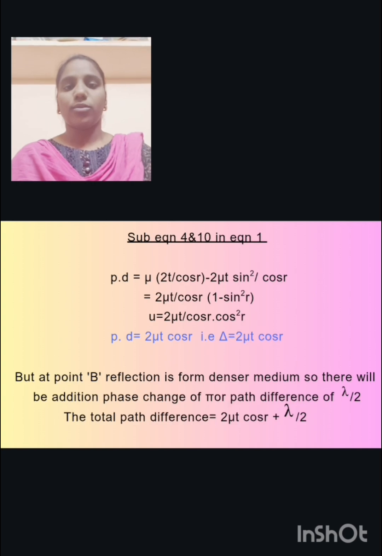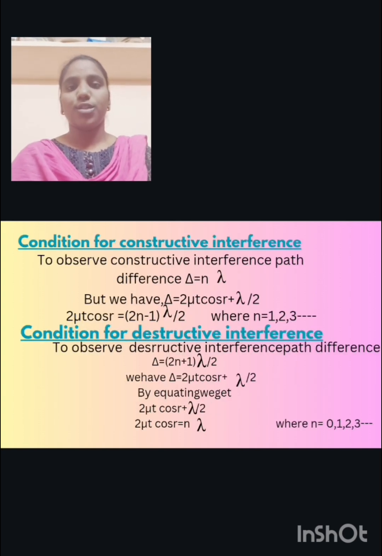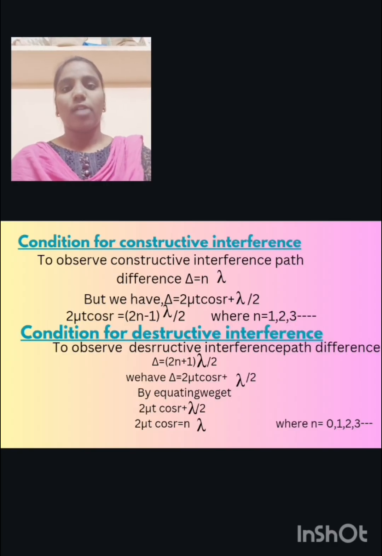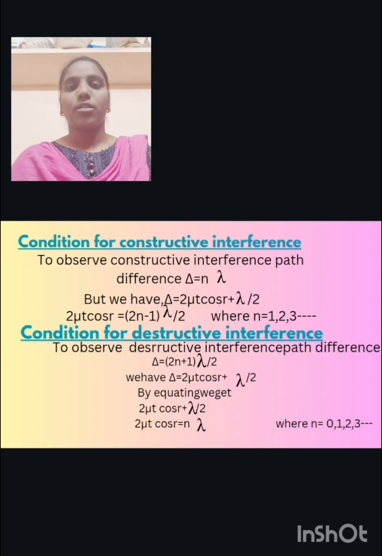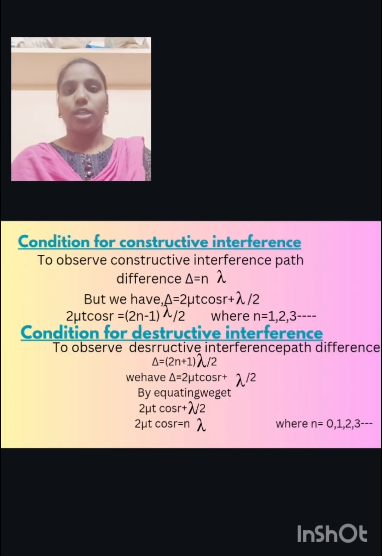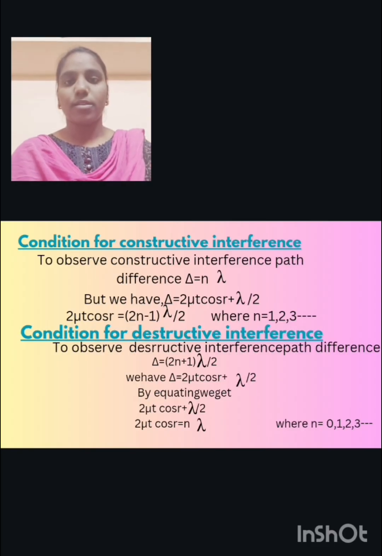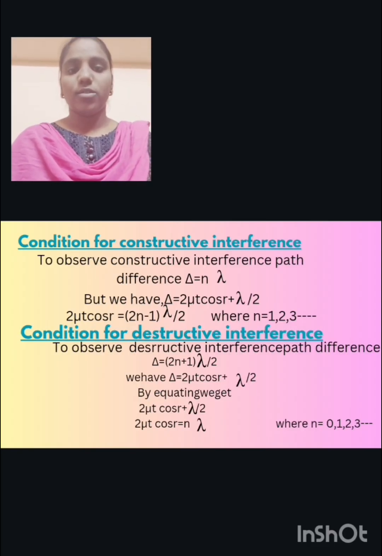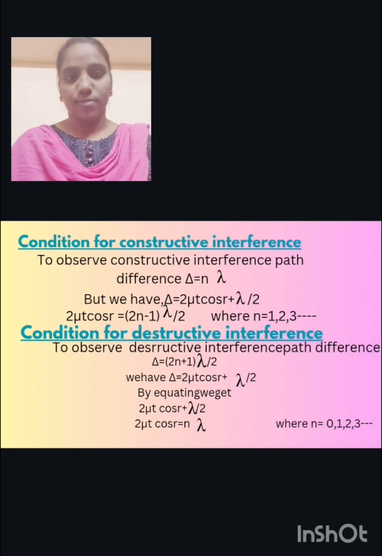Now we have to see the conditions. Condition for constructive interference: to observe constructive interference, the path difference delta is equal to n lambda, but we have delta equal to 2 mu t cos r plus lambda by 2. By equating these two equations, we get 2 mu t cos r is equal to (2n minus 1) into lambda by 2, where n is equal to 1, 2, 3 and so on.